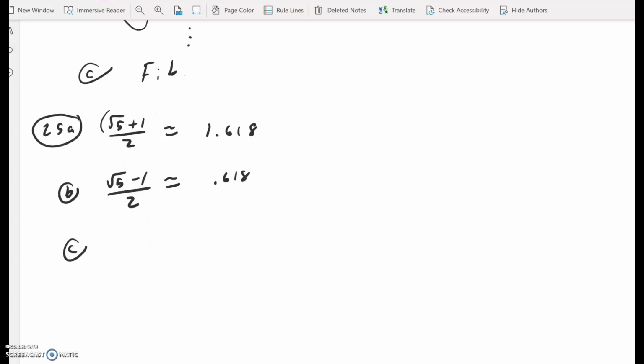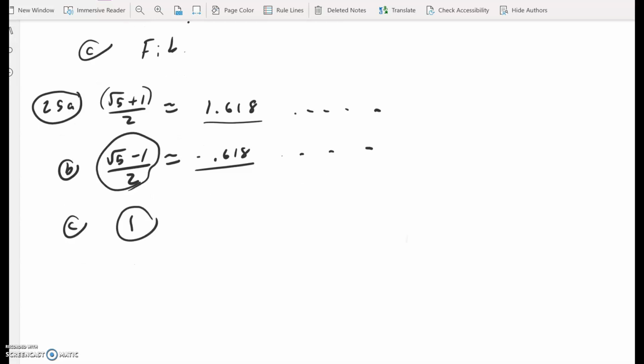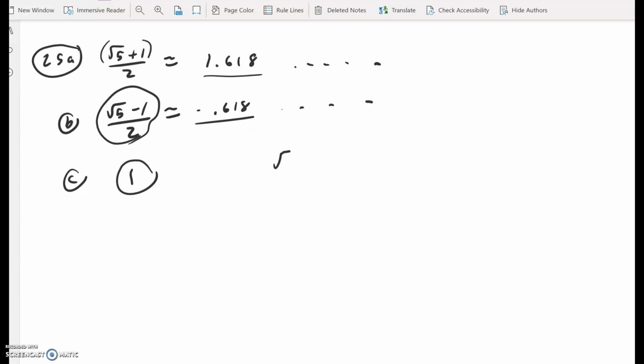So on problem 25a, I keyed this into my calculator and got approximately this. There was a bunch more digits of approximation, and then I keyed in this and got approximately this, and it says how far apart are they, what the difference is. If you subtract these 2, you get about 1. So the question is, is it exactly 1? And the problem doesn't ask us for this, but I'm going to go ahead and do it anyway. I want to know if this is exactly 1, so I'm going to subtract these 2.